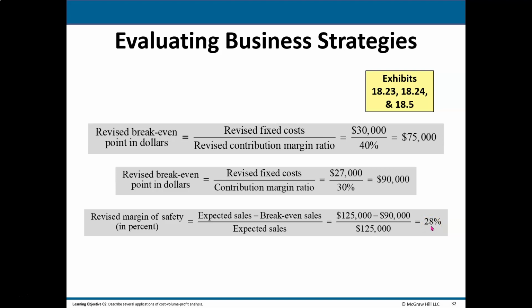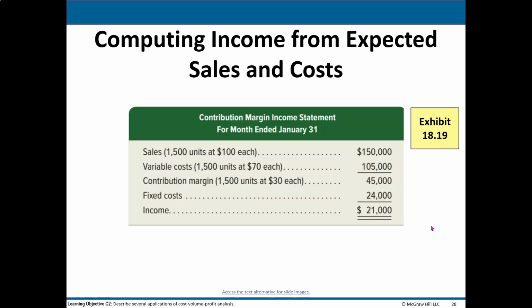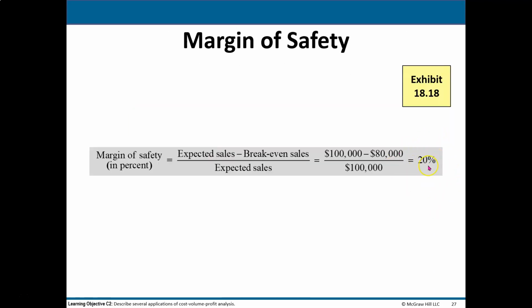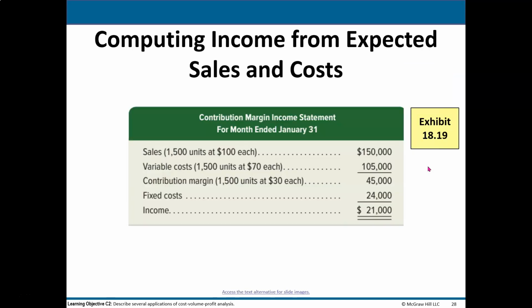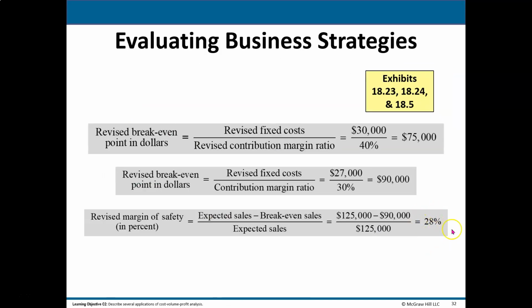So what happened here? The advertising campaign I had, spending $3,000, increased my sales, and my fixed cost went up, but it also affected my margin of safety. My margin of safety has now been revised to 28%. Is that good or bad? Let's compare it to what my former margin of safety was. Previously, our margin of safety was 20%. Now my margin of safety is 28%.